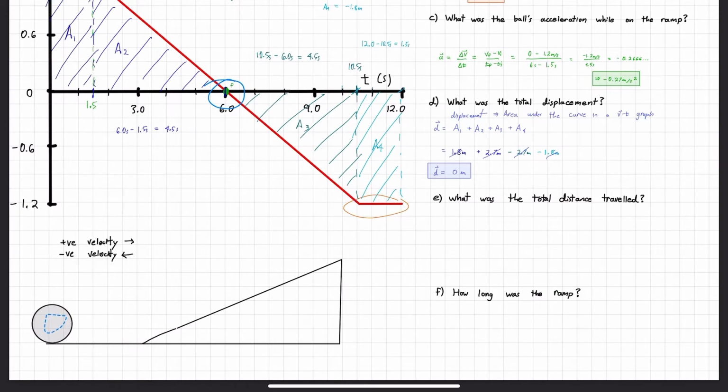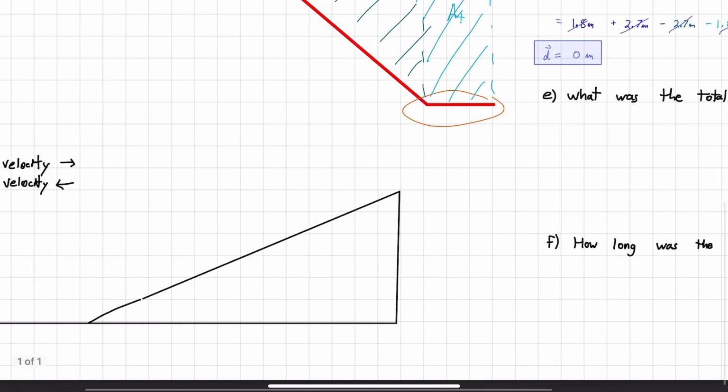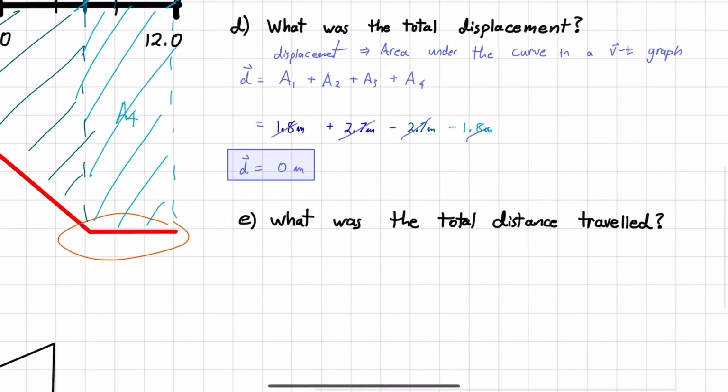And where does it land? Well, it lands in the exact same place that it started. So our total displacement is 0 meters.